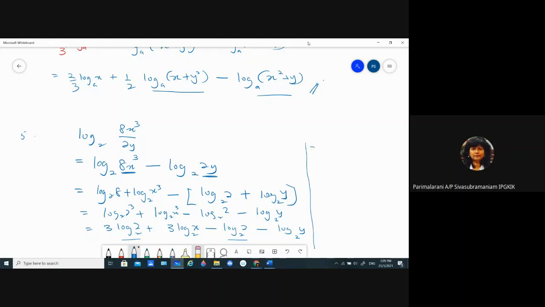3 log 2 minus log 2? 2 log 2, base 2. And then we have x and we have y. So the x and y we cannot solve. So this is 2 plus 3 log x base 2 minus log y base 2. Of course, as you're doing later, you can skip a lot of steps. Okay, so these are examples using laws of logarithm.